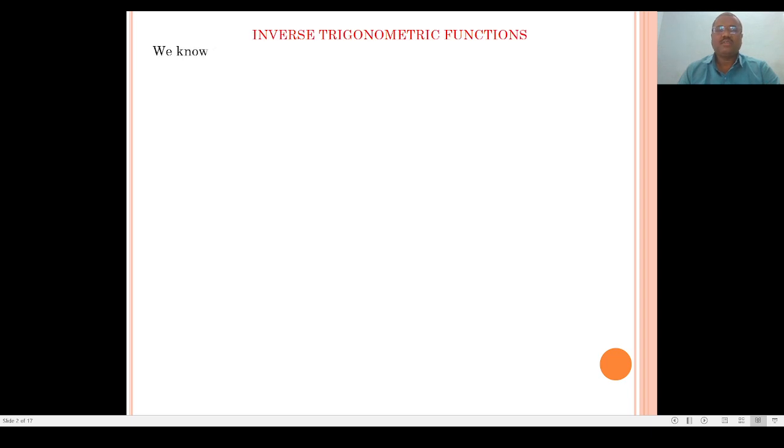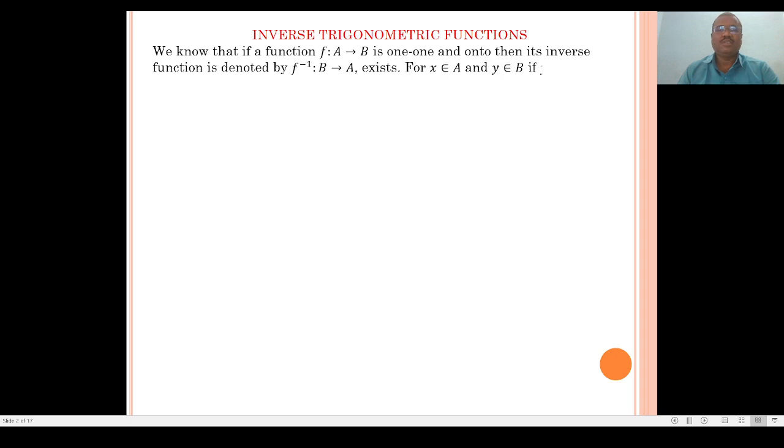We know that if a function f from A to B is one-one and onto, then its inverse function is denoted by f inverse from B to A, if it exists. For x belongs to A and y belongs to B, if y equals f of x, then x equals f inverse y. Clearly, domain of f inverse equals range of f and range of f inverse equals domain of f.